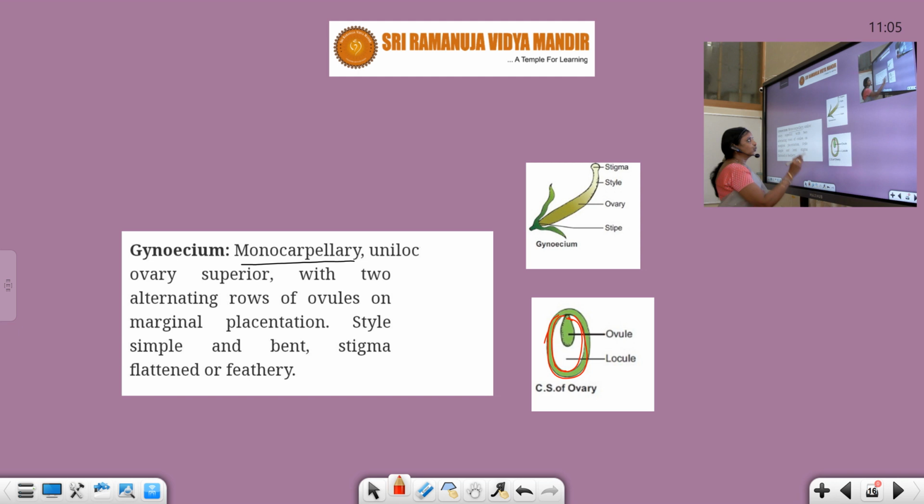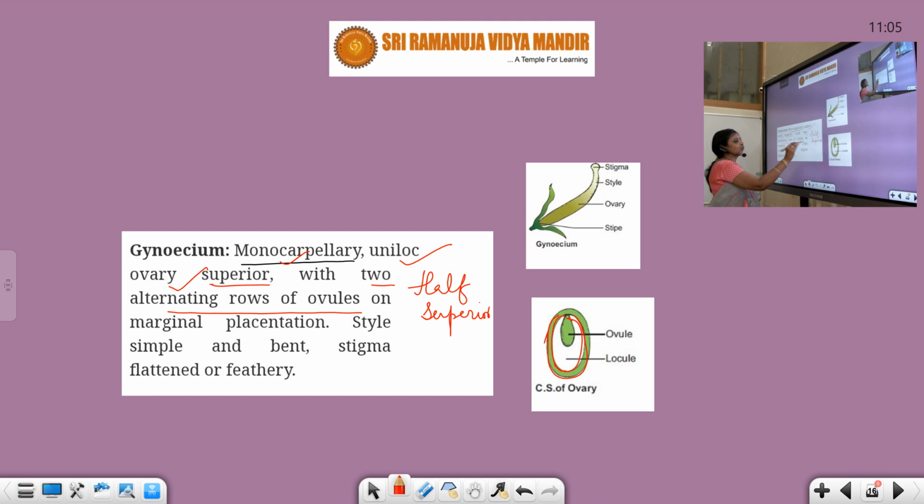If it is hypogynous, then superior. Otherwise, it is half superior. So, if it is a perigynous flower, then half superior also. And with two alternating rows of ovules.